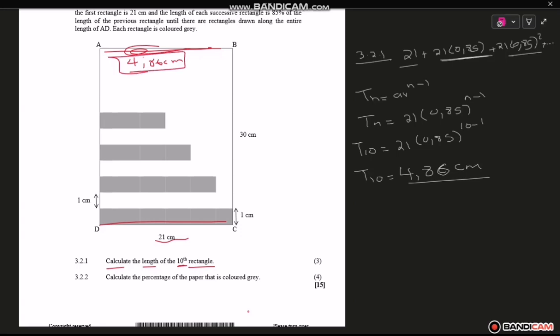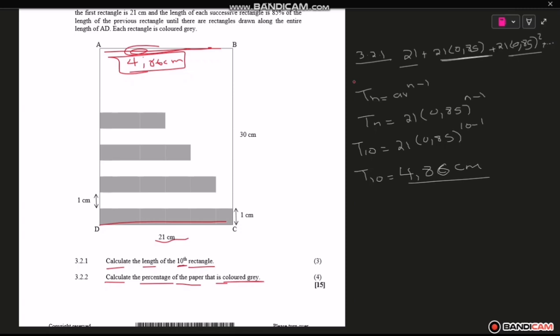I hope it makes sense. It's all about understanding that statement or what's written there. That English is very important for you to know how to interpret it. I hope that makes sense, guys. So this is how you solve for the length of the 10th rectangle. That's why we said centimeters. Now, in 3.2.2, they want us to calculate the percentage of the paper that is colored gray.